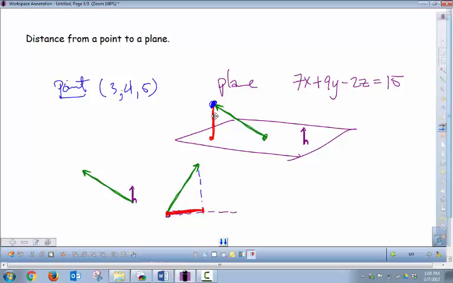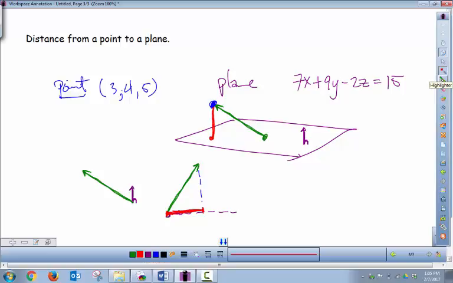So, random point, any point should work. Let's call it as random as possible. Let's call it x naught, y naught, z naught, because we've kind of known that x naught, y naught, z naught is on the plane already, right? And then this is our normal vector, ABC.